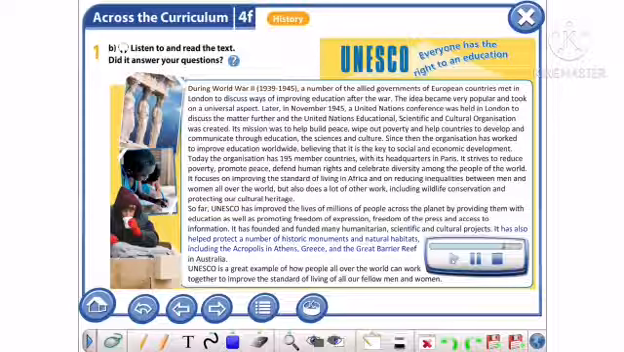It has also helped protect a number of historic monuments and natural habitats, including the Acropolis in Athens, Greece, and the Great Barrier Reef in Australia. UNESCO is a great example of how people all over the world can work together to improve the standard of living of all our fellow men and women.